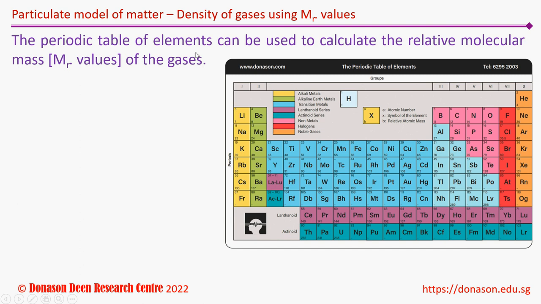The periodic table of elements can be used to calculate the relative molecular mass. For short form, we call it the MR value. The R stands for relative, and M stands for molecular mass, values of the gases for short.